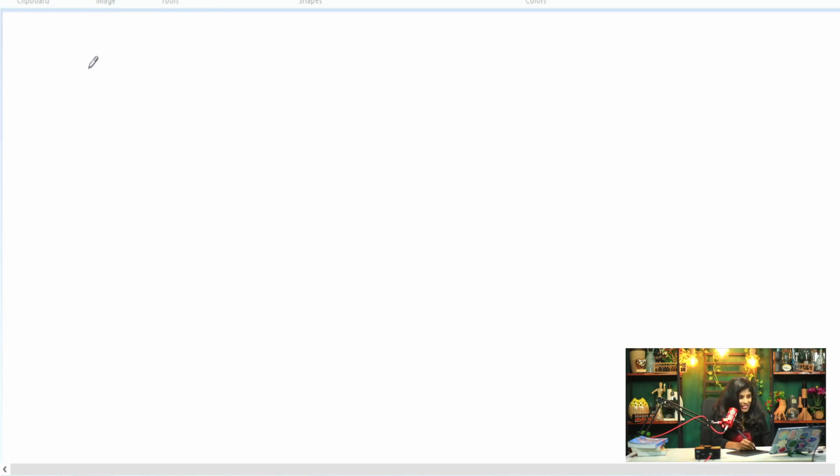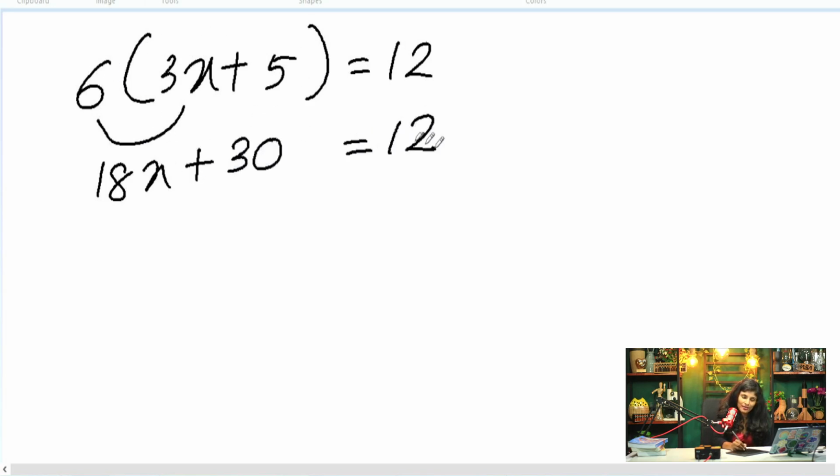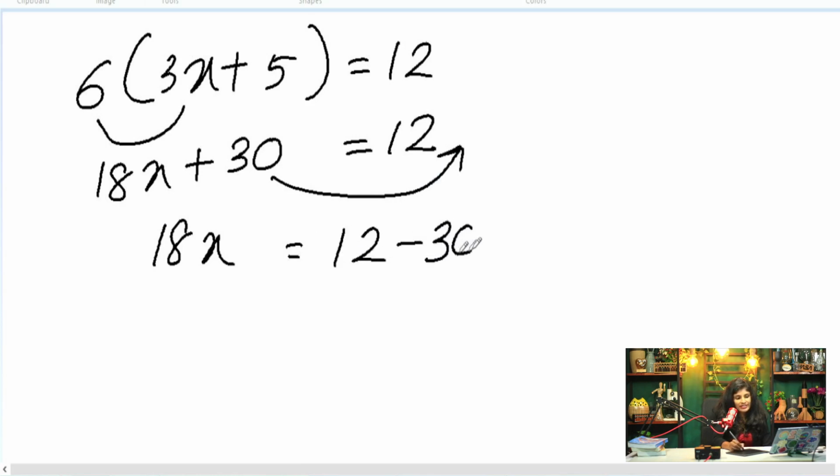So our next question is 6 times (3x plus 5) equals 12. Again removing brackets. 6 times 3x means 6 times 3, 18x, plus 6 times 5 means 30, equals 12. I will carry this 30 to the other side. 18x equals 12 minus 30.